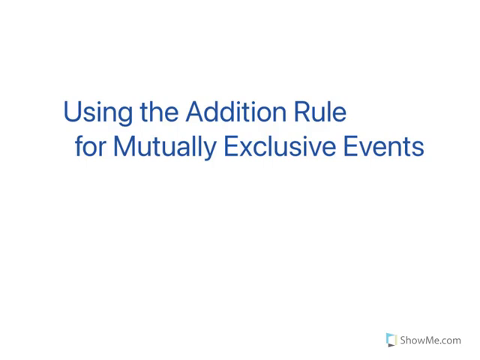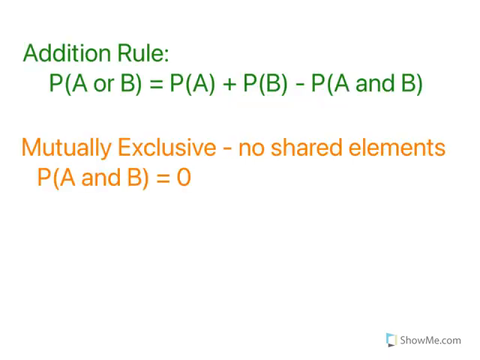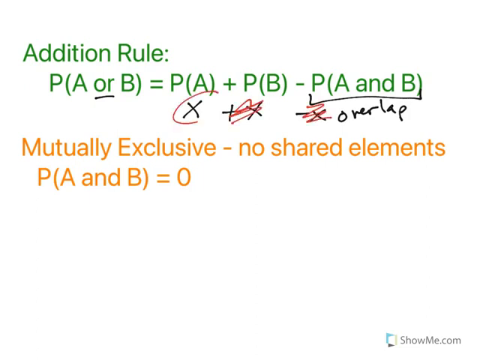Using the addition rule for mutually exclusive events. Now, refresh the addition rule. The probability of A or B equals the probability of A plus the probability of B minus the probability of A and B, because this is the overlap, right? Where we counted an item in A and in B. Well, we don't need anything twice, so we subtract the overlap, which means we're just left with one, right? That's the idea of subtracting the overlap.